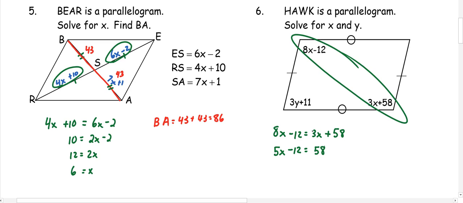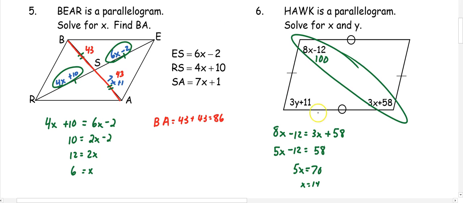Then we're going to add 12 to both sides. So we get 5x equals 70. And when we divide 70 divided by 5, we get x is 14. Now that we know x is 14, we can substitute into an angle. So let's do 8 times 14 minus 12, which gets us 100.